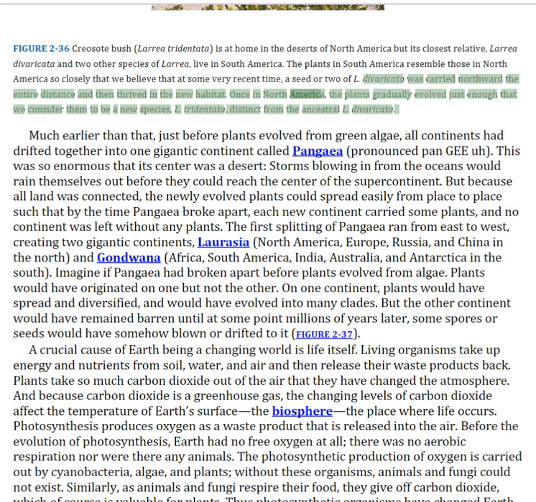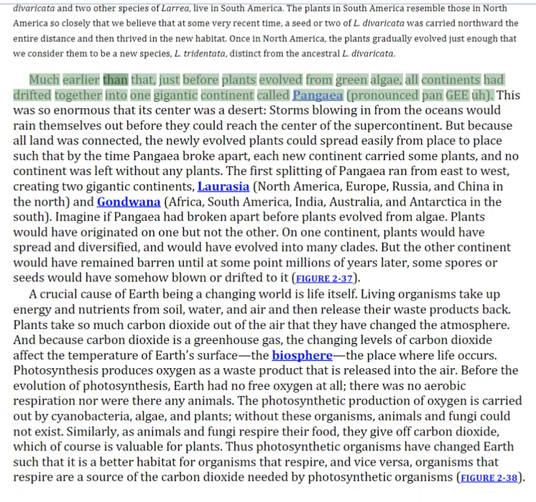Once in North America, the plants gradually evolved just enough that we consider them to be a new species, L. tridentata, distinct from the ancestral L. divaricata.